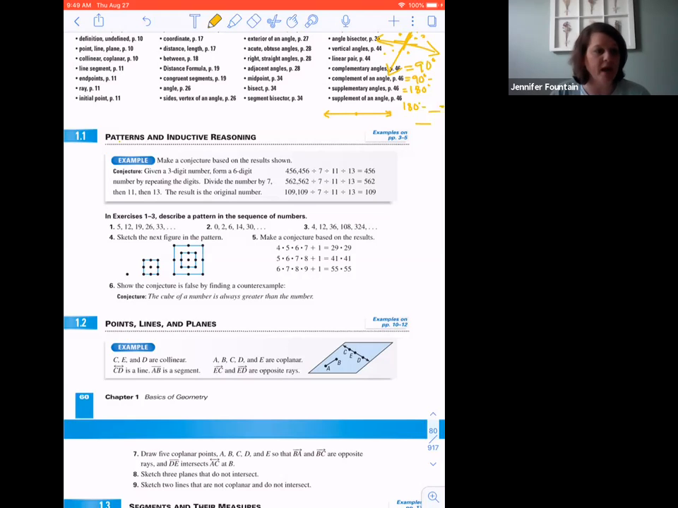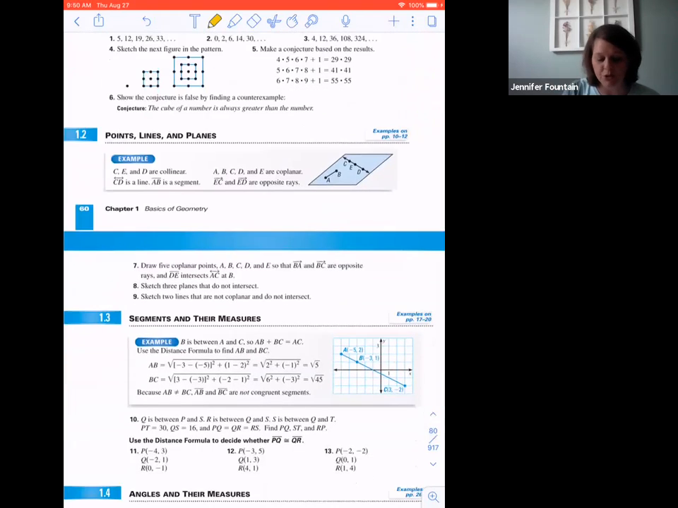Same things with sketching the patterns. On the test, I think it's going to mainly be looking at number patterns. I don't think we have any picture patterns that we have to worry about. Let's go ahead and look at 1.2 review.